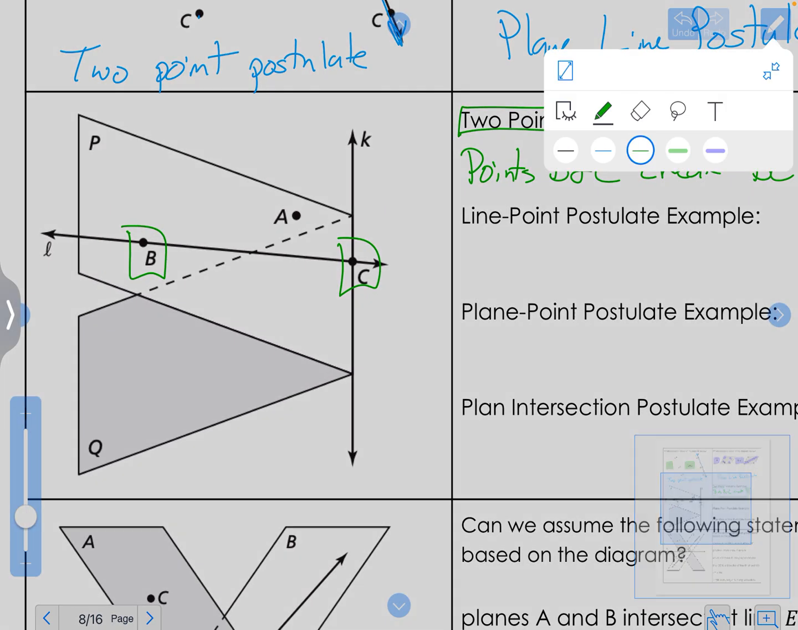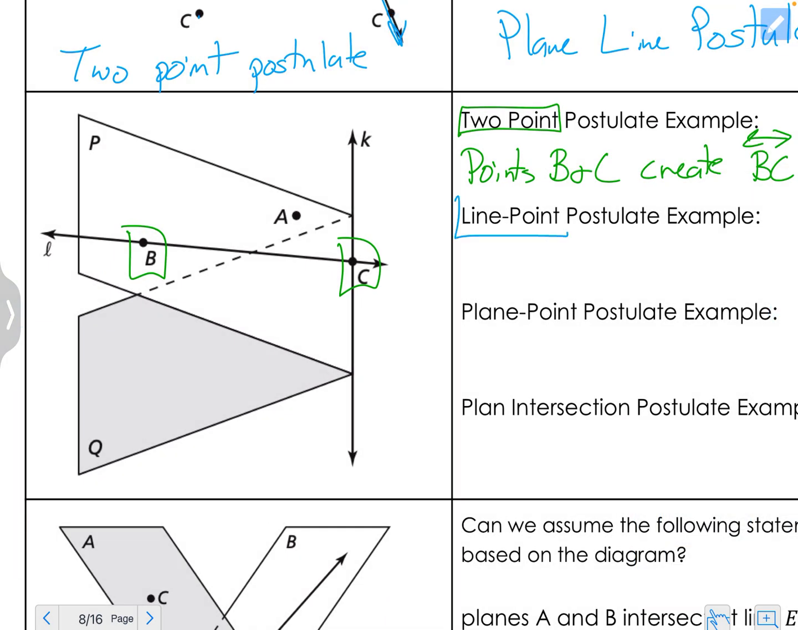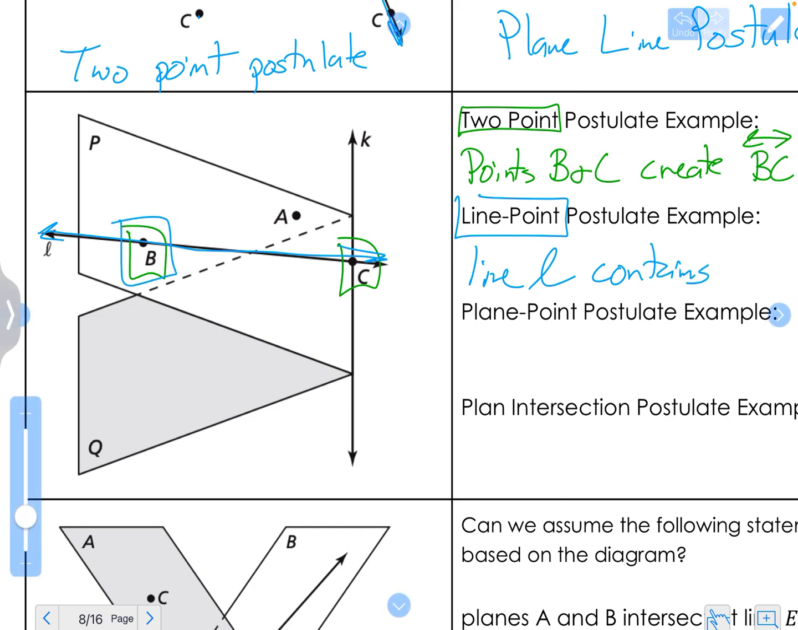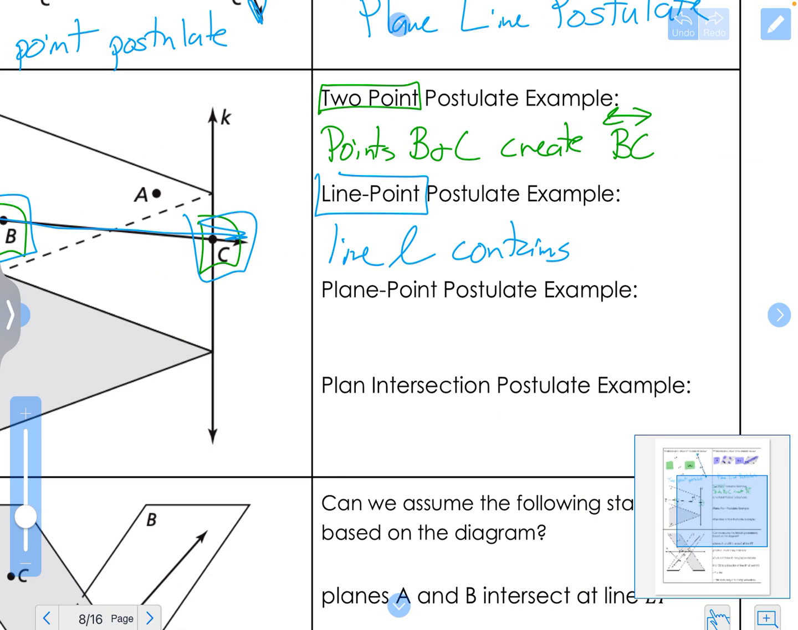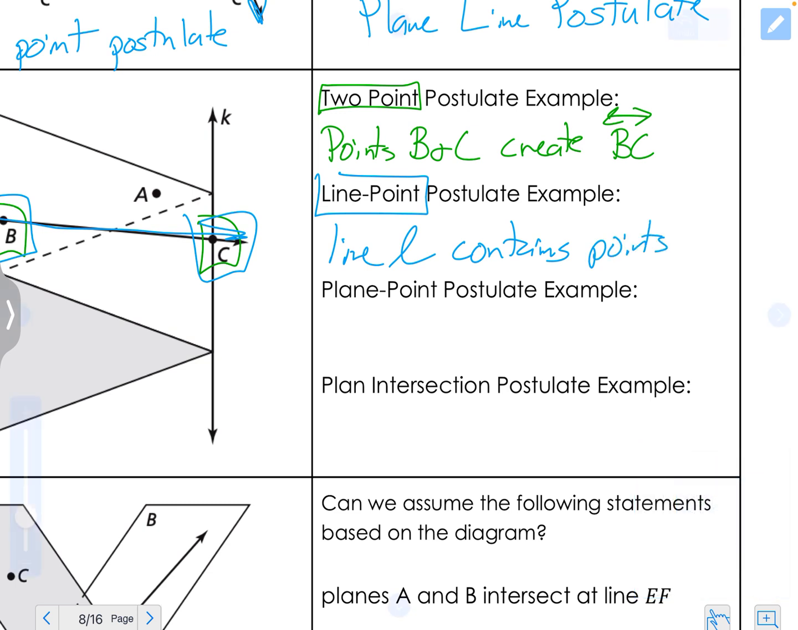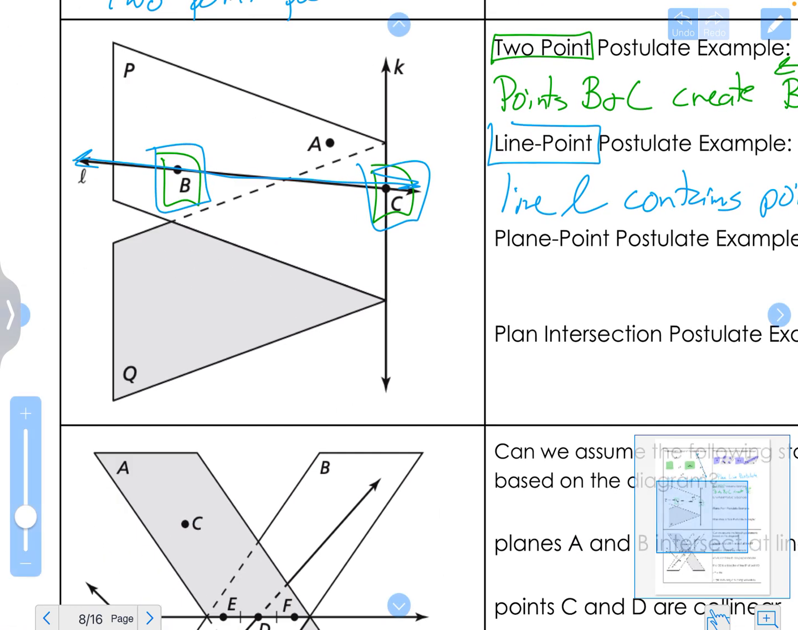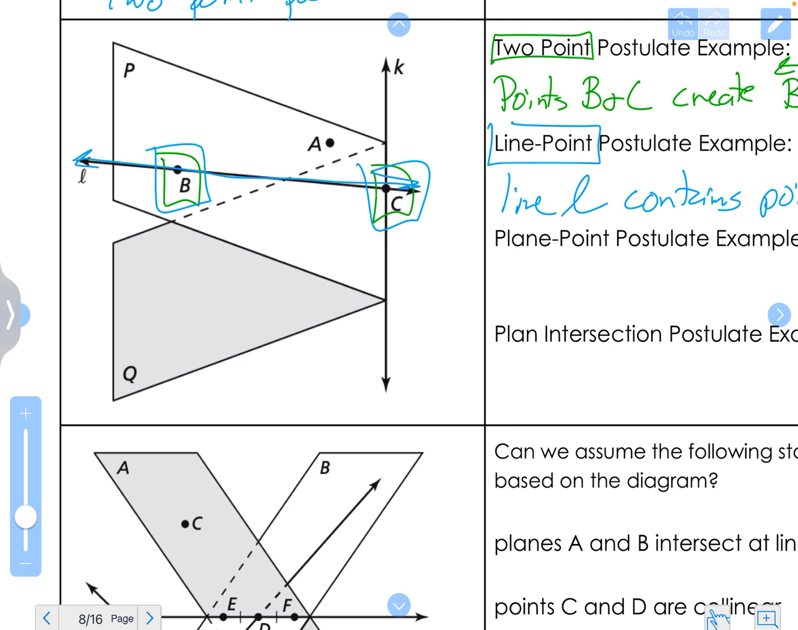Our line-point postulate is the converse of that. So if I have a line, line L, contains 2 points, B and C. I'm going to use the and symbol, B and C. Our plane-point postulate tells us that a plane contains at least 3 non-collinear points.